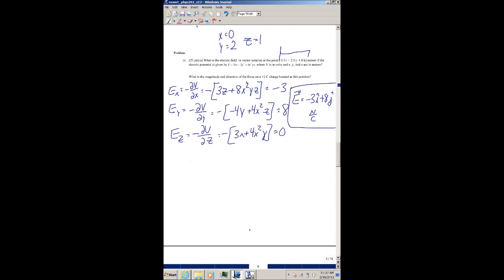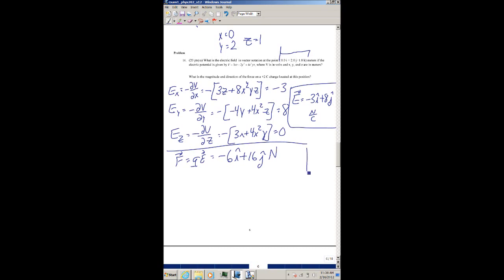Newtons per coulomb is more intuitive. Now I want to know the magnitude and direction of the force on a 2 coulomb charge located at this position. So I can find the force is equal to Q times the electric field. So my force in vector notation is just 2 times the electric field, which is going to be negative 6I plus 16J. And that's in newtons. That's just twice the electric field, because my charge is 2 coulombs.